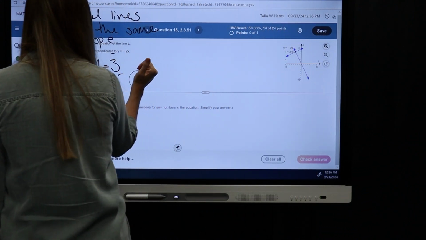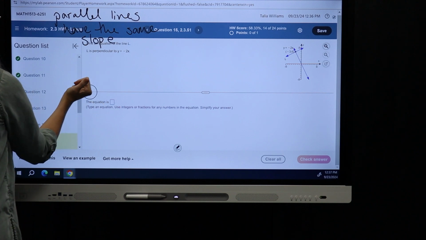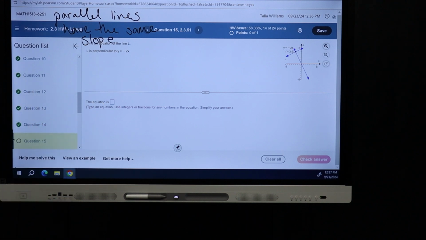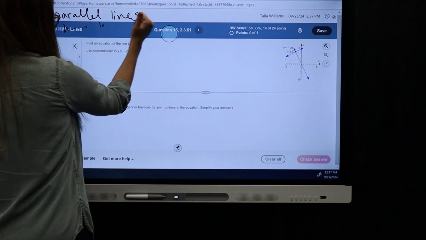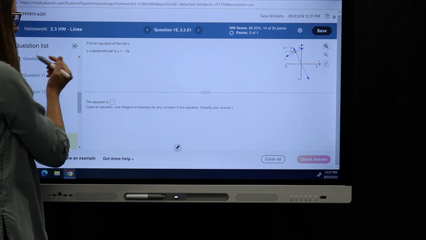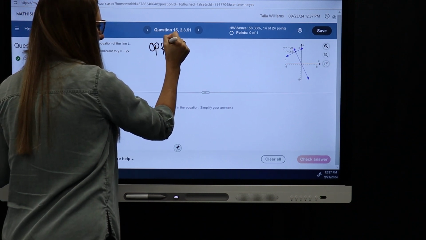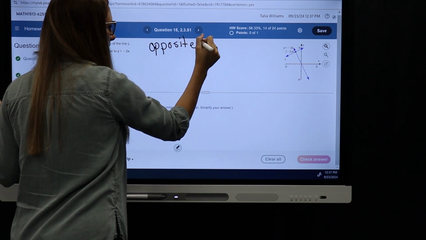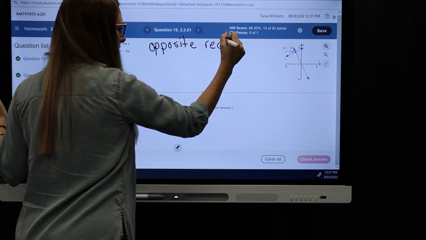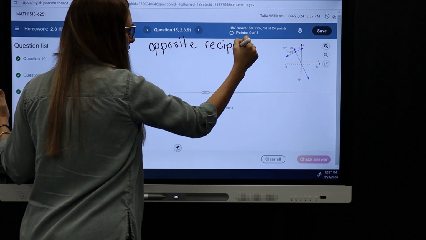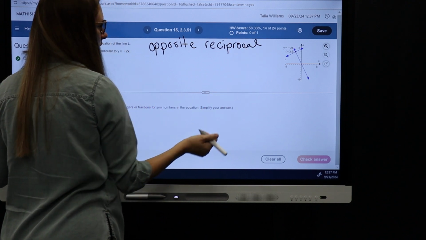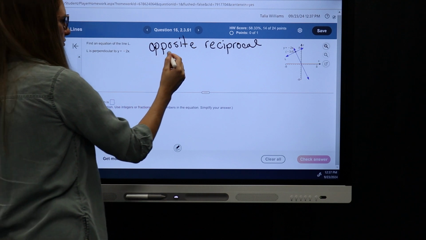Perpendicular. So parallel lines have the exact same slope. Perpendicular lines, to be able to make that perfect 90 degrees, have opposite reciprocal slopes. And I'll write that here. Opposite reciprocal slopes.